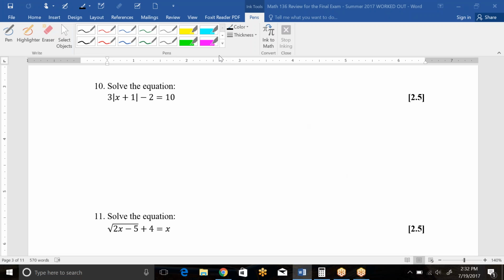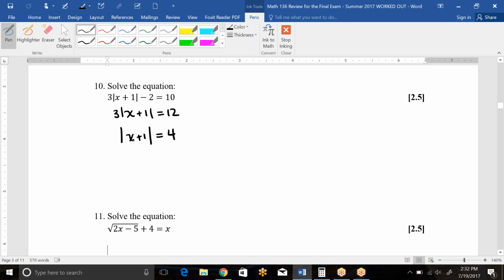All right, this is part 2 of the review for the final exam, summer 2017. So we're looking at solving the equation for number 10, and it's an absolute value, so we need to make sure that we isolate the absolute value before doing anything else. So we'll add the 2 over, which would make this 12. We also want to divide by 3. So this is x plus 1 in an absolute value, and then this would now be equal to 4.